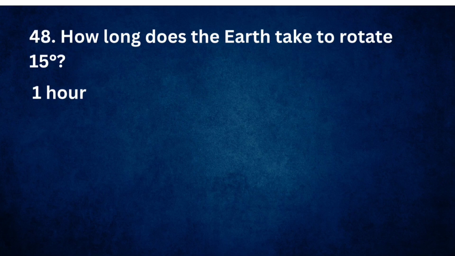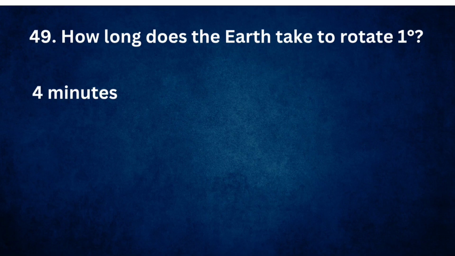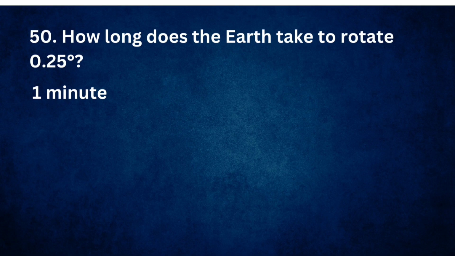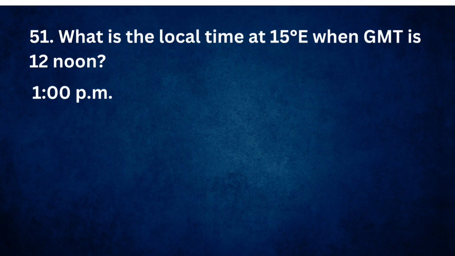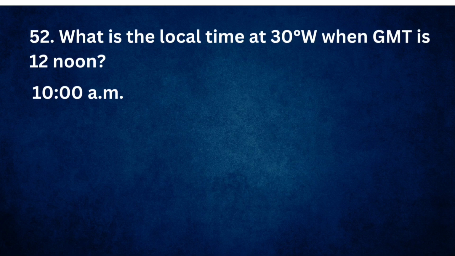How long does the Earth take to rotate 15 degrees? 1 hour. How long does the Earth take to rotate 1 degree? 4 minutes. How long does the Earth take to rotate 0.25 degree? 1 minute. What is the local time at 15 degrees east when GMT is 12 noon? 1 p.m. What is the local time at 30 degrees west when GMT is 12 noon? 10 a.m.